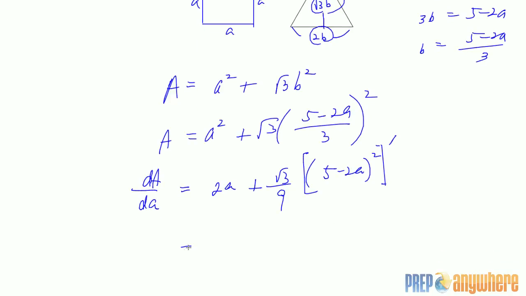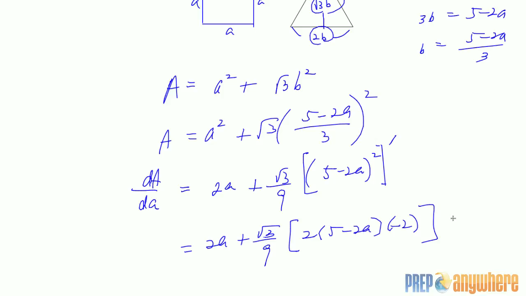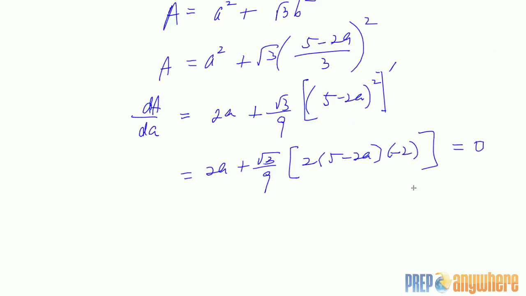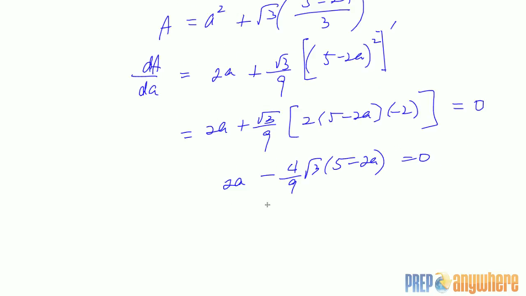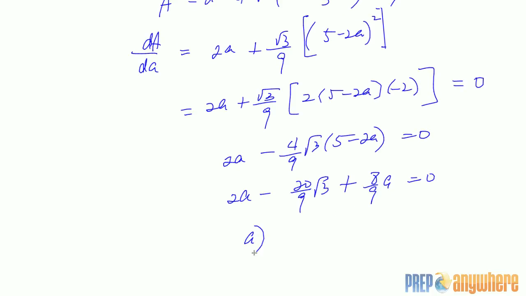Let me write down the next line. And we get 2 times 5 minus 2a times minus 2. Set that equal to 0 and solve for a. So we gotta isolate the a, so let's expand. 4 times 5 is 20 over 9 then. 20 over 9 root 3 plus 8 over 9 a is equal to 0. Factor out the a. Right, and it's 2 plus 8 over 9, 17 over 9.